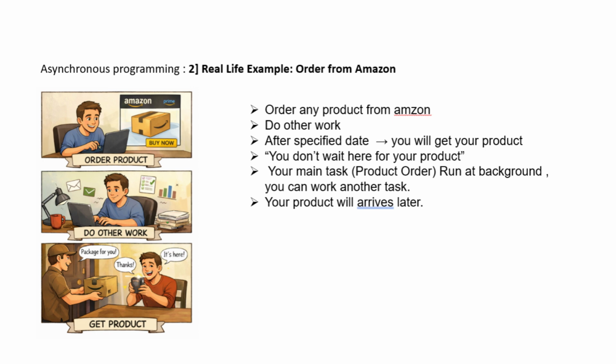Real life example number two of asynchronous programming: order from Amazon. Here you will see one person is ordering a product from an Amazon site. He had ordered one product, and he will not wait for that product. He will do other work. After the specified date, he will get the product.